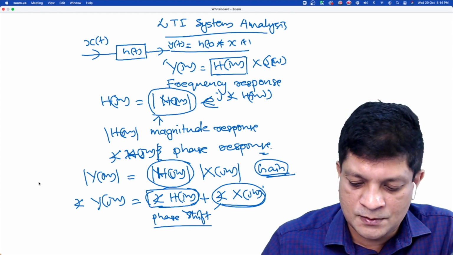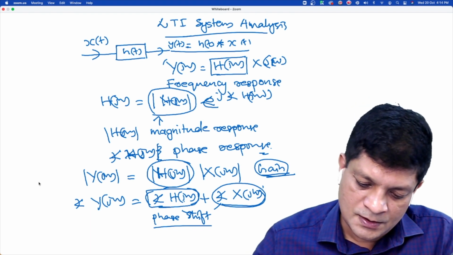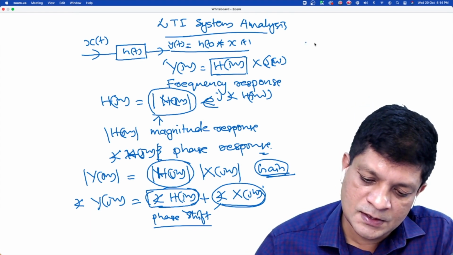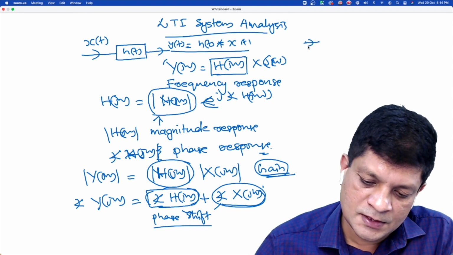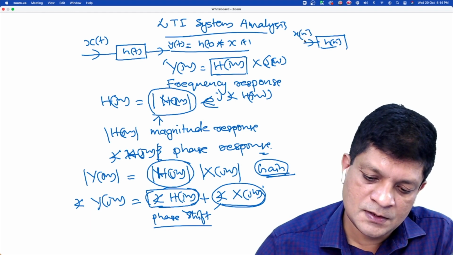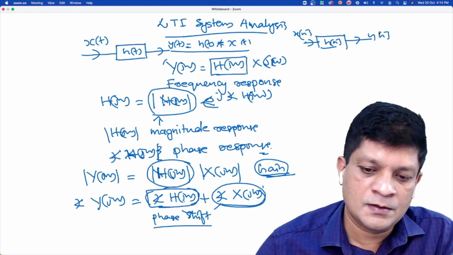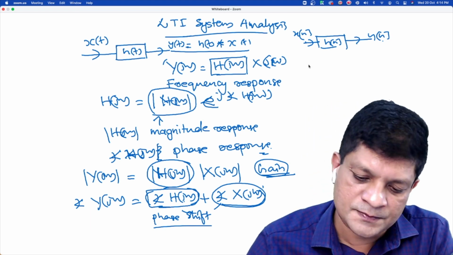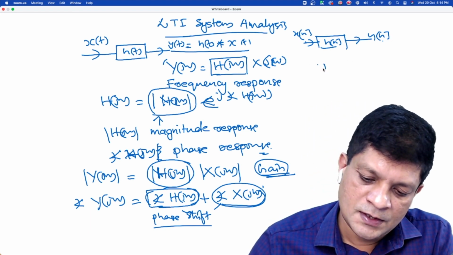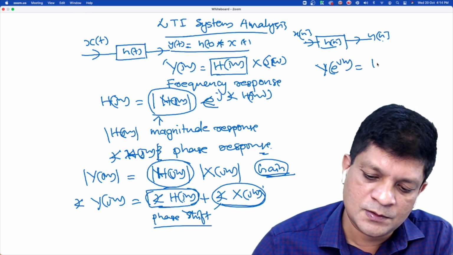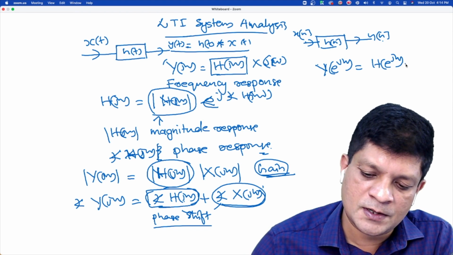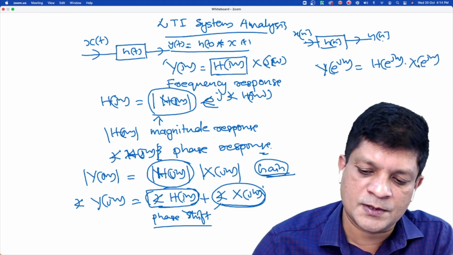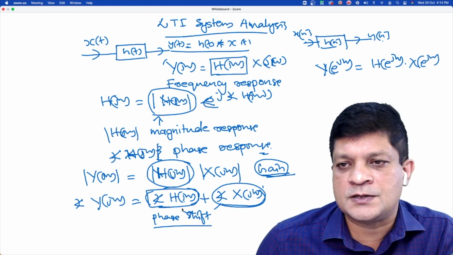I'm not going to explain all the derivations. If you consider a discrete time system, the corresponding relation is h[n], x[n], y[n]. The only difference is that the input and output signals are discrete time signals. So the relation is Y of e to the power j omega is equal to H of e to the power j omega into X of e to the power j omega. Okay, so you'll get a similar relation.